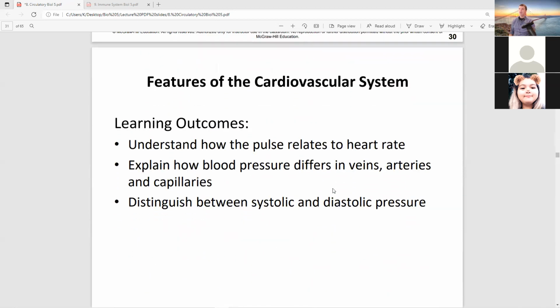Okay, so features of the cardiovascular system. Your learning outcomes here are to understand how the pulse relates to heart rate, explain how blood pressure differs in veins, arteries, and capillaries, and distinguish between systolic and diastolic pressure.